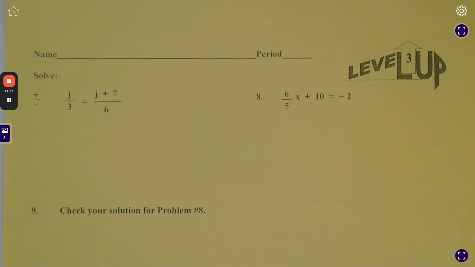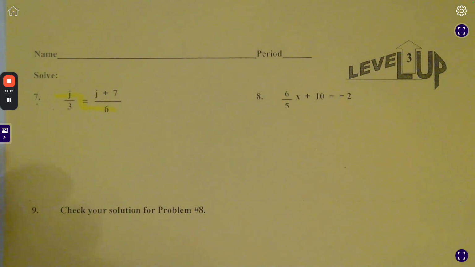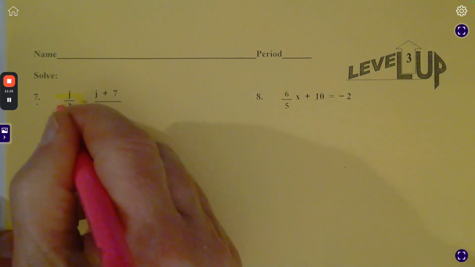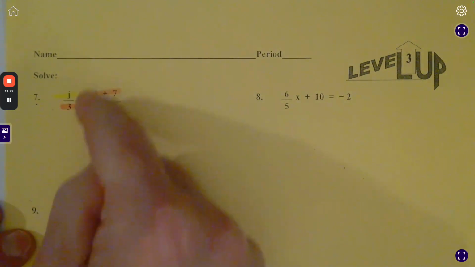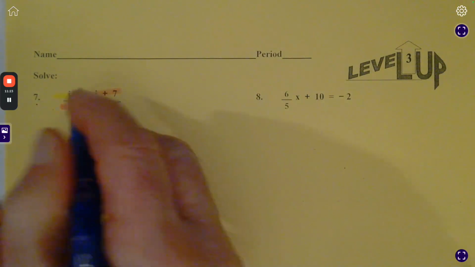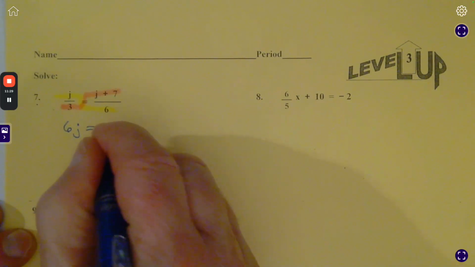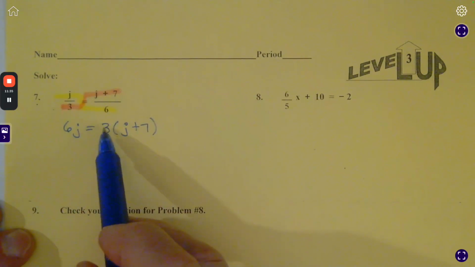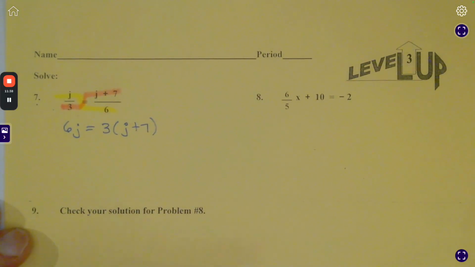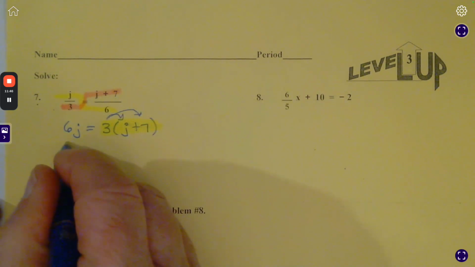All right, this is a proportion. So you take this top number times that bottom number, and then you take this bottom number times that top number. All right, that's why they call it cross multiply. It creates a cross. So 6 times j is 6j. 3 times j plus 7 looks like that. So when you multiply 3 times j plus 7, you have to distribute the 3 through. So I'm going to go ahead and use distribution. 3 times j, 3 times 7, pardon me.